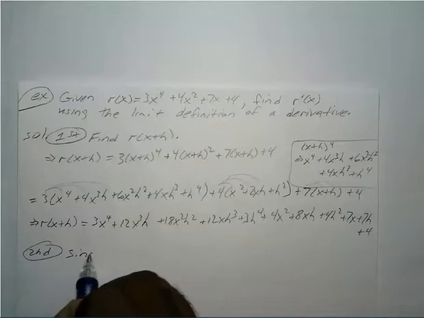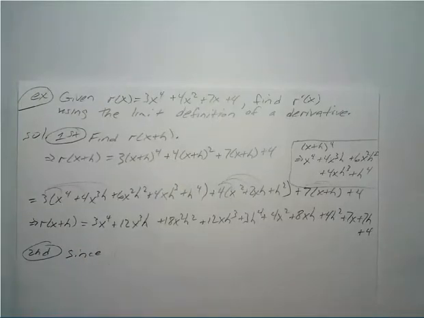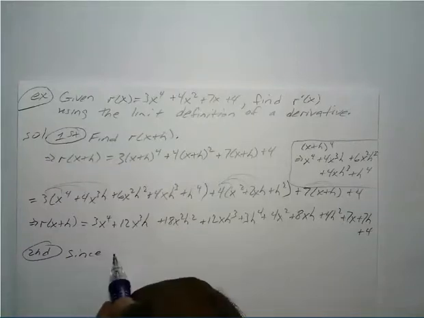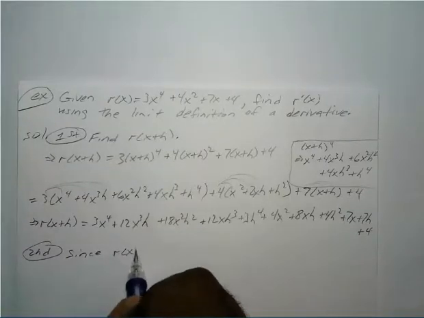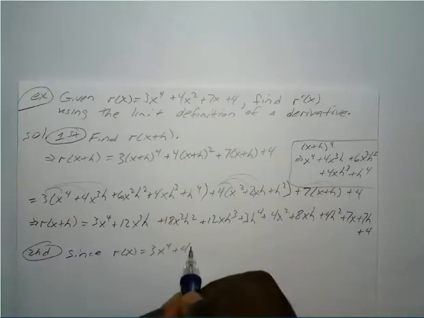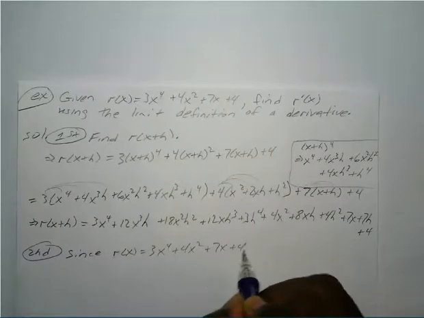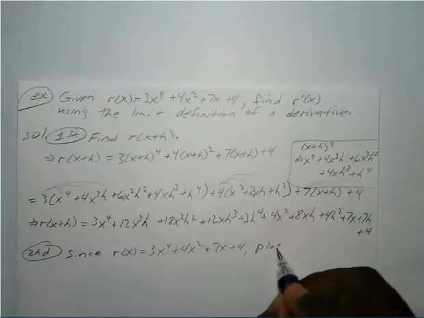Okay, since we know that, R of x is just equal to 3x to the fourth plus 4x squared plus 7x plus 4. We just plug it in.